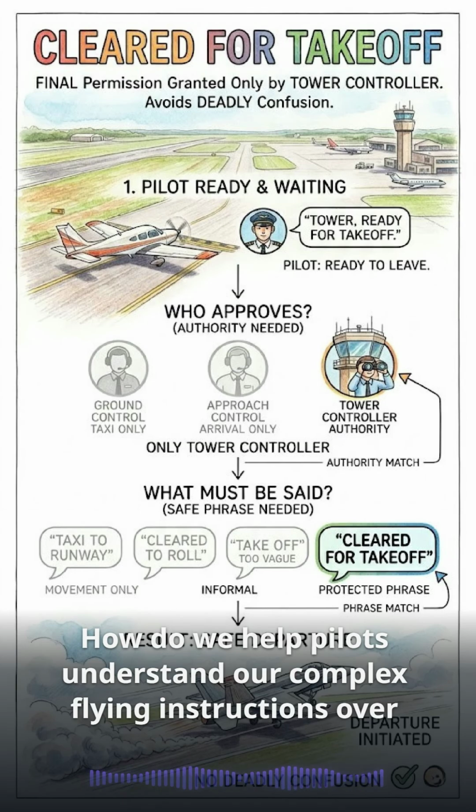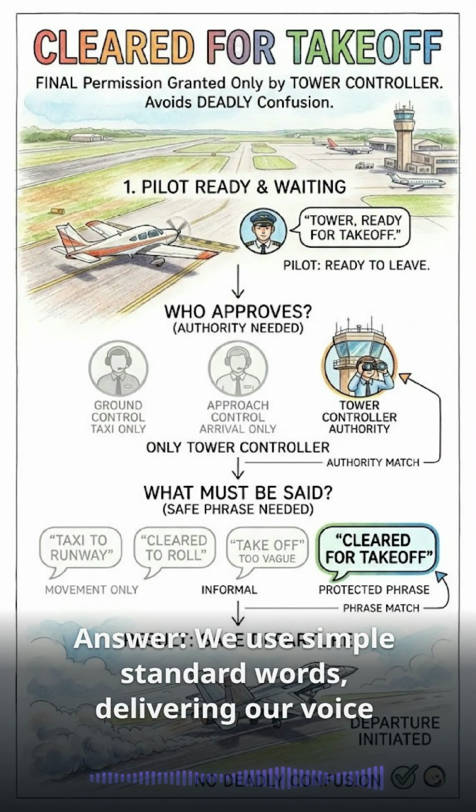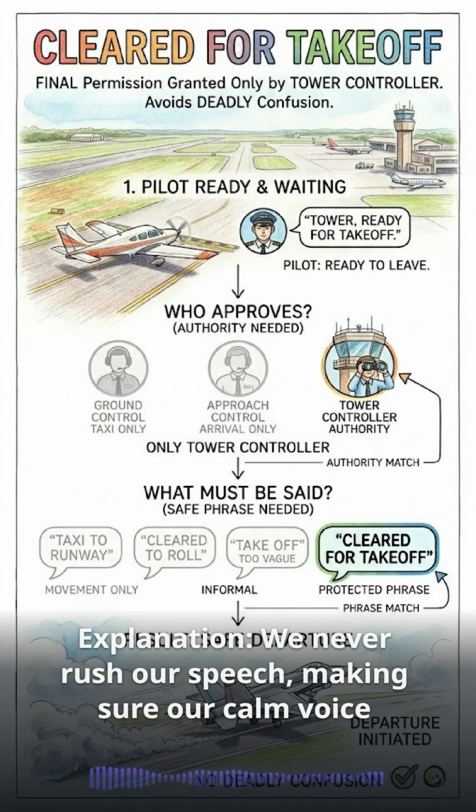95. How do we help pilots understand our complex flying instructions over the noisy static radio channel? We use simple standard words, delivering our voice clearly so they know exactly where to turn. We never rush our speech, making sure our calm voice provides total confidence to the pilot.